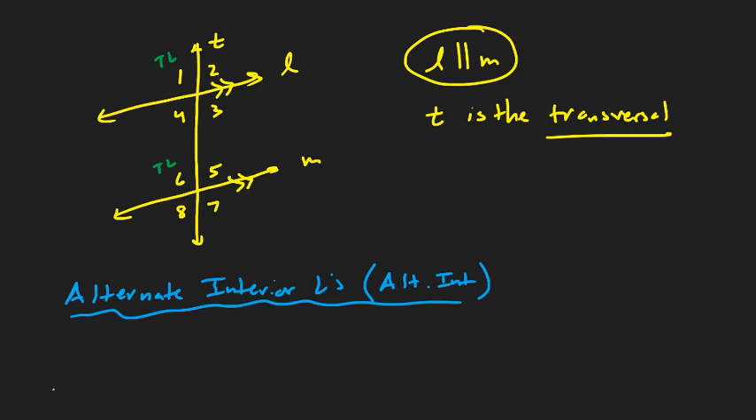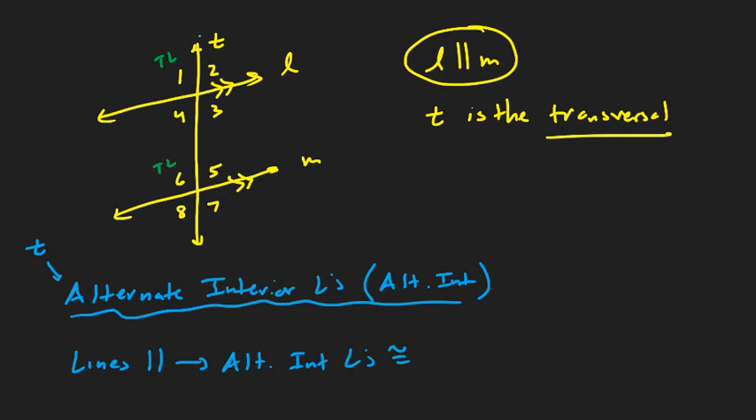Okay, same thing here, right? For alternate interior angles, if you have parallel lines, then you have alternate interior angles congruent. Now, notice there are two words here, alternate and interior. So the word alternate has to do with the transversal T.